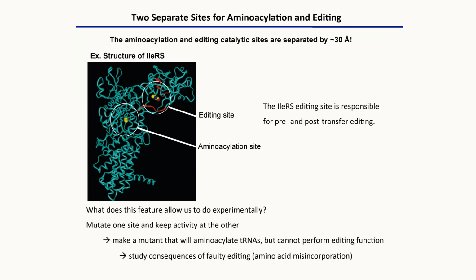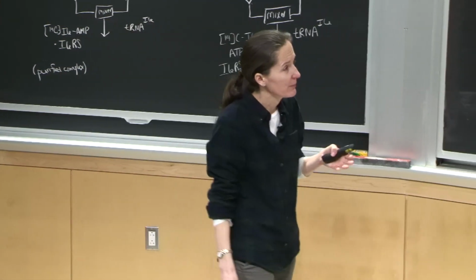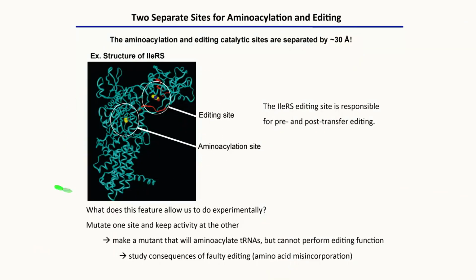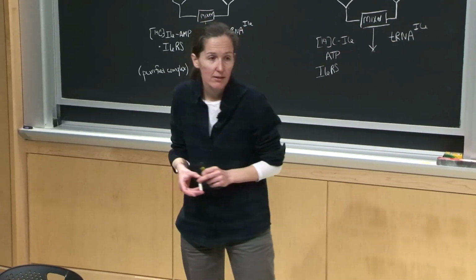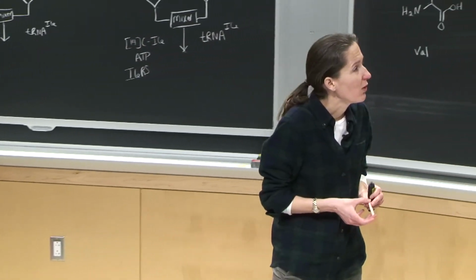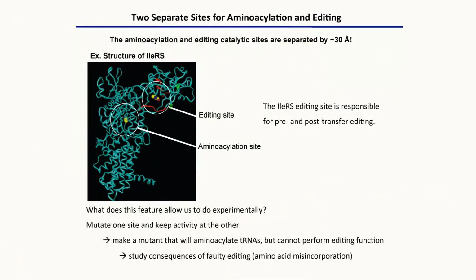Just to take a look in the context of a structure of one of these aaRS. So the sites where aminoacylation occur and editing occur are separated by about 30 angstroms. And that's shown here, where we have the aminoacylation site. And here we have the editing site that's responsible for pre and or post-transfer editing. So in thinking about this and thinking about how one could leverage this 30 angstrom separation in these two distinct sites in terms of experiments, right? What does that allow one to do?